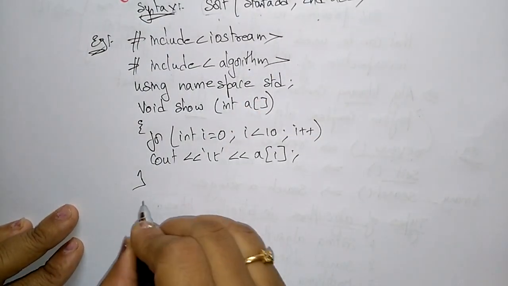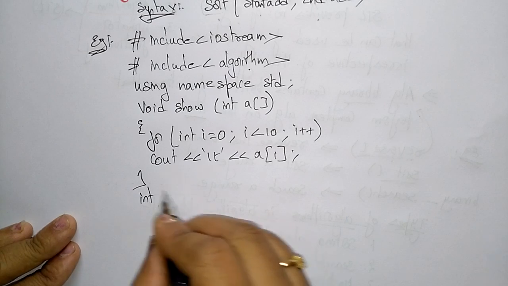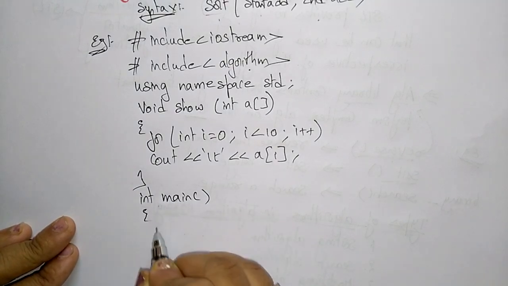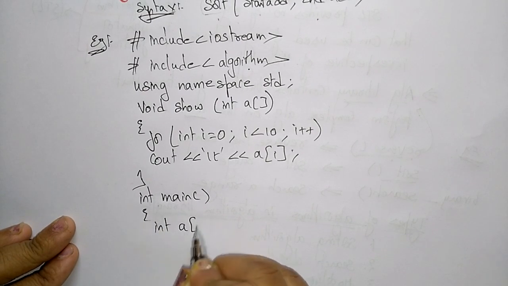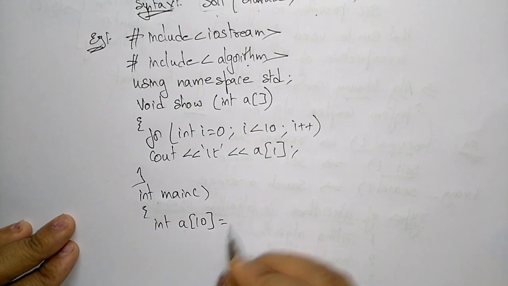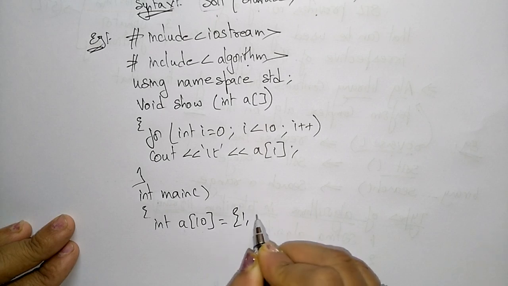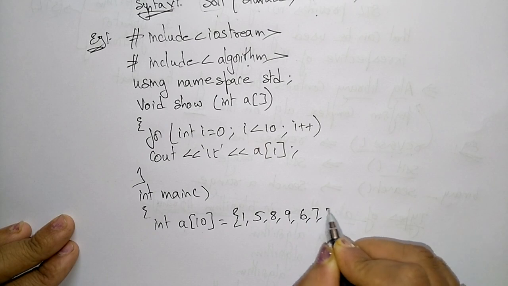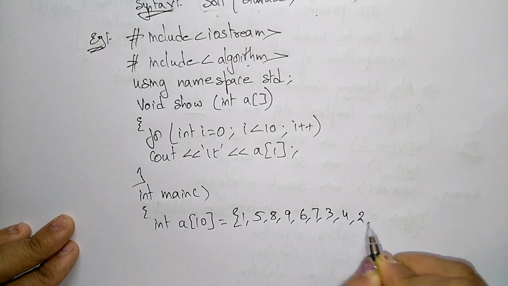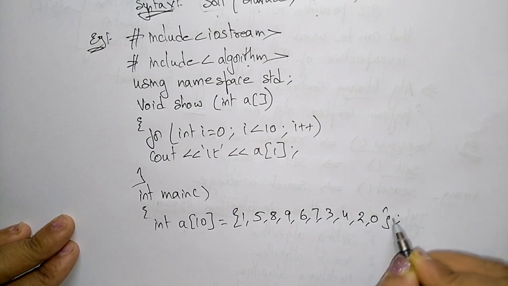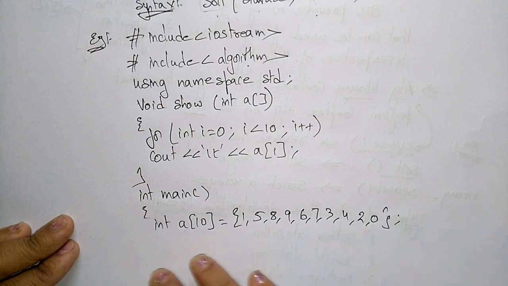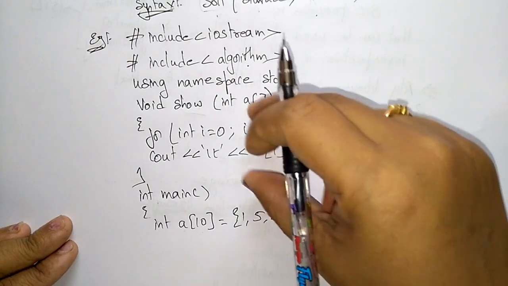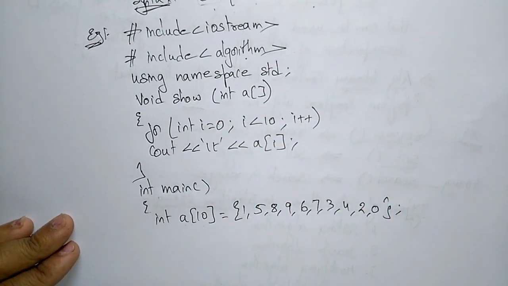Now I'm writing the main program, int main. int a[10]. So the array of 10 elements I am declaring here. Those are 1, 5, 8, 9, 6, 7, 3, 4, 2, 0. So these are the elements that are not arranged in a sorted order. So these elements have to be sorted with the help of this function call.